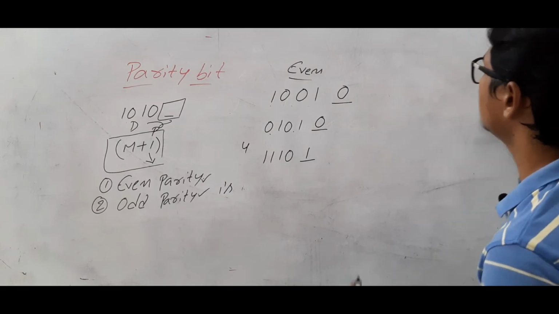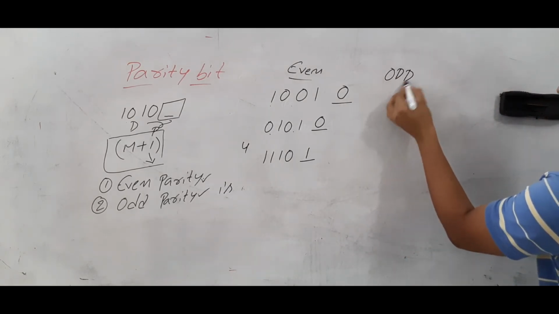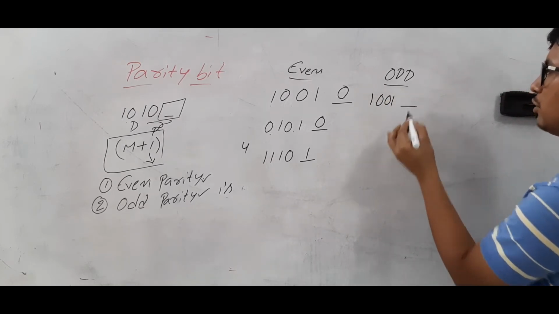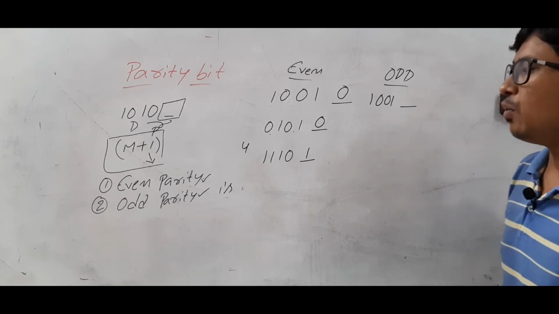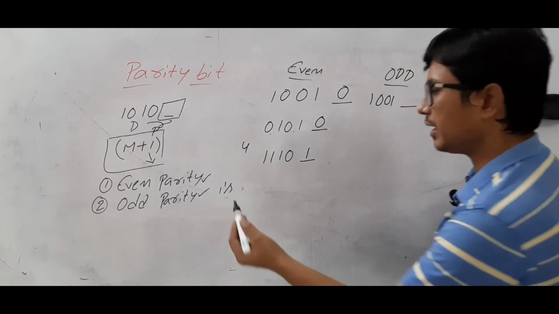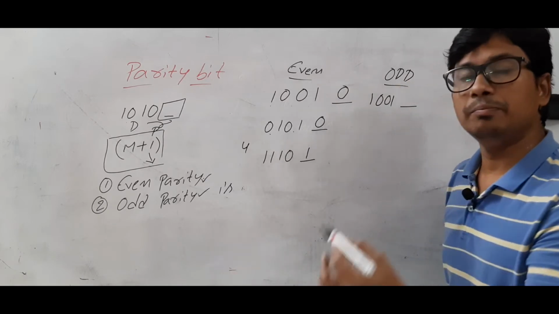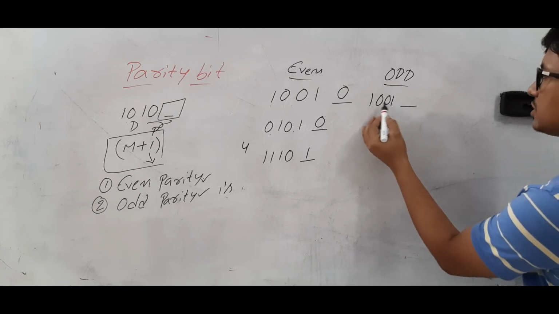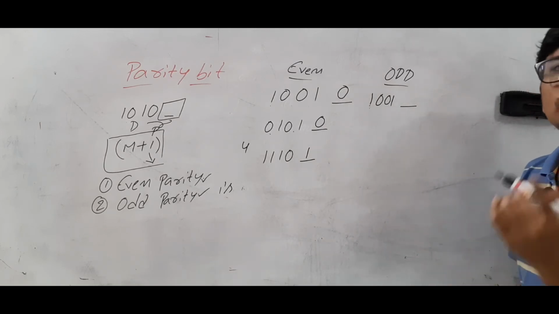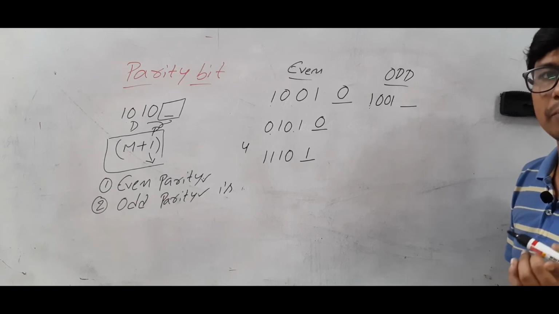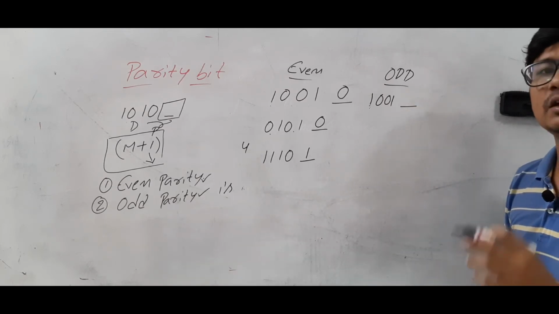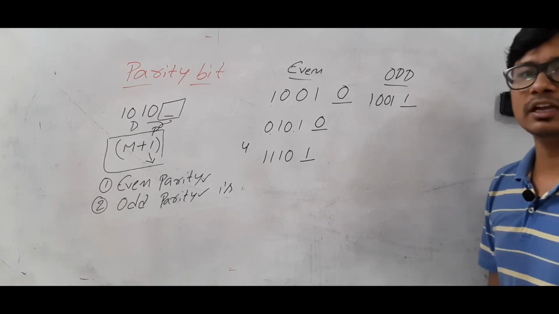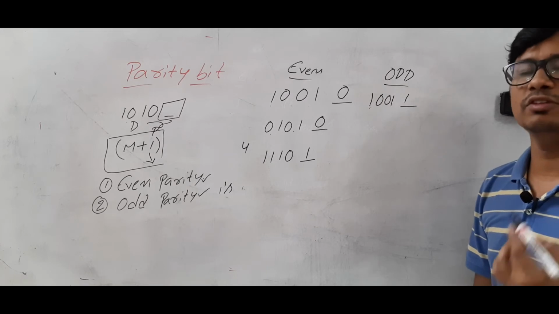Now we will discuss the odd parity mechanism. Okay, if it is 1001, now you want to find the parity bit. What I said about the odd parity is that the number of ones in the data plus the parity should be equal to odd. Now you see that in the data there are 2 ones, which is an even number, but you should make it an odd number. So if you add another one here, the total number of ones in the data plus parity is equal to 3, which is odd.